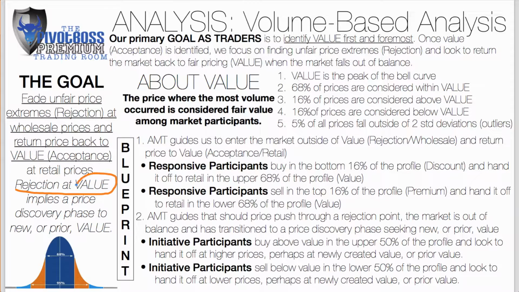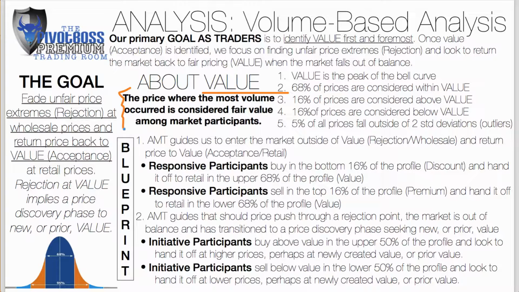Now, if rejection at value occurs, then that implies that a price discovery phase to new or prior value will happen. And that's when you start to see shifting market sentiment and you start to see expansion to a new or previous value area. Now, about value, value is the most important part. You know, I call this the PivotBoss method, but I also call it the PVV method, which is price, volume, and value. Price, volume, and value. And it really is all about those things. It's price and volume, and then it's using that information to identify where value is. Where is value? Once you know value, then you know when price is overvalued, then you know when price is undervalued, and then you know what you should be doing as a market participant.